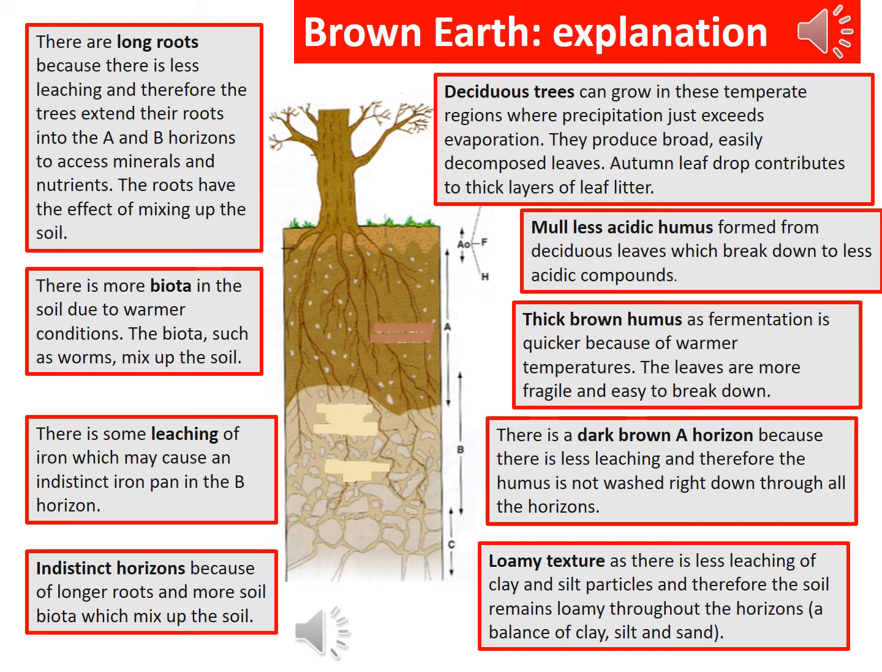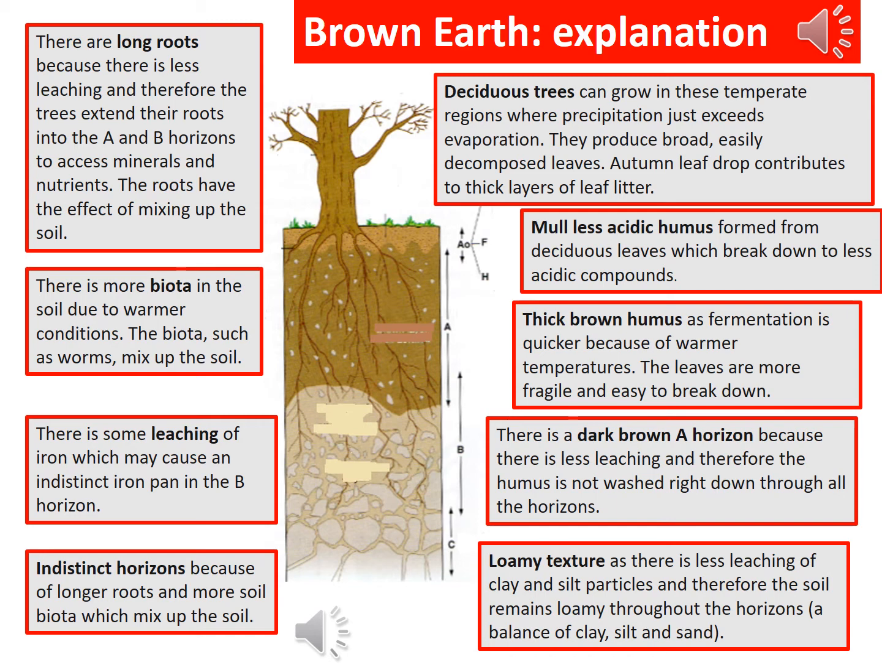The layers of the soil, the A in particular, is dark brown colour because we don't get as much leaching here, link back to the bit at the top there. It says that about the precipitation just exceeding evaporation, so we don't get that heavy snow melt bring all of the nutrients through the soil profile like we would have in a podsol. So less leaching, therefore less humus is washed through into the B horizon. So we don't have that zone of alluviation like we would in a podsol.